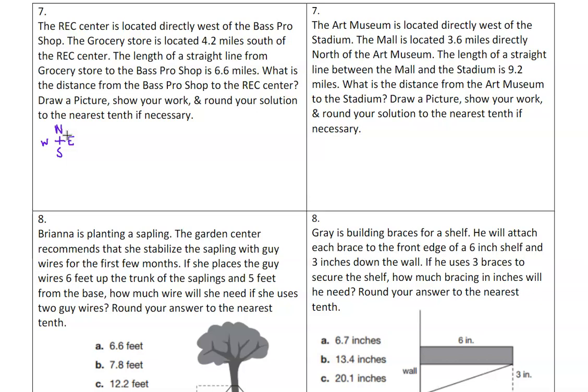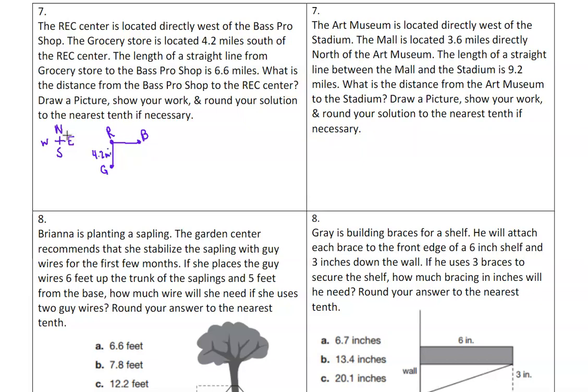It says the rec center is directly west of the Bass Pro Shop. So if Bass Pro Shop was here, and I'm going to label it with a B, it says it's directly west of that. So that means if I go straight west, that is where the rec center is. It says the grocery store is located 4.2 miles south of the rec center. So if I go straight south, that is where the grocery store is, and it says it was 4.2 miles away.